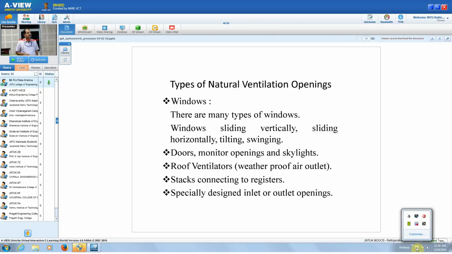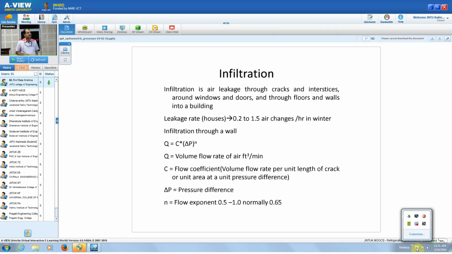Monitor openings means, if any system is working, it gives some lighting. Then the roof ventilators, weatherproof air outlets. This is also one type of ventilator. The stakes connecting to the register. Stakes means air entering, suppose there is a small gap from the door to the floor, that is called the stake. Then the specially designed inlet and outlet openings. Next slide. Then convection, I am talking about convection.